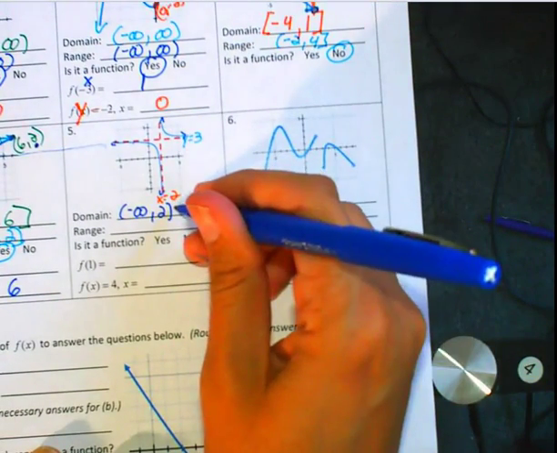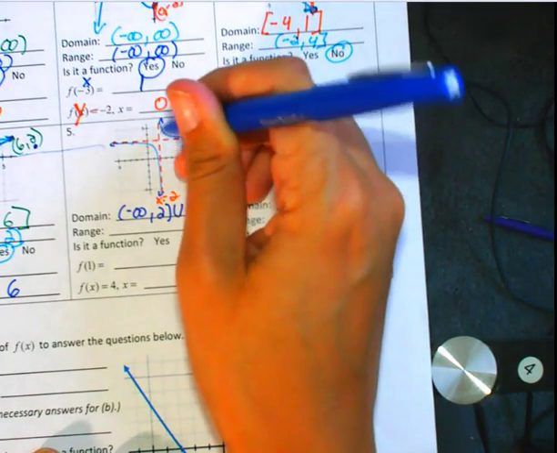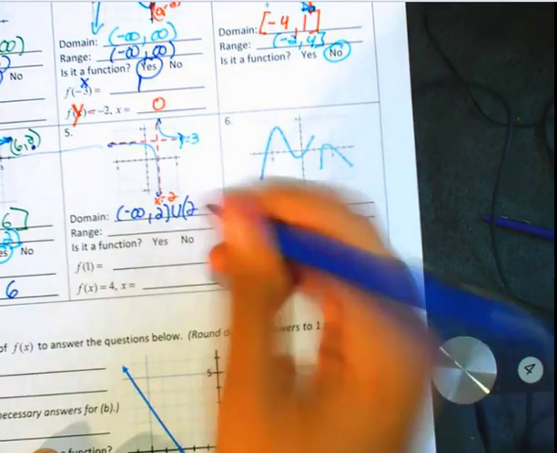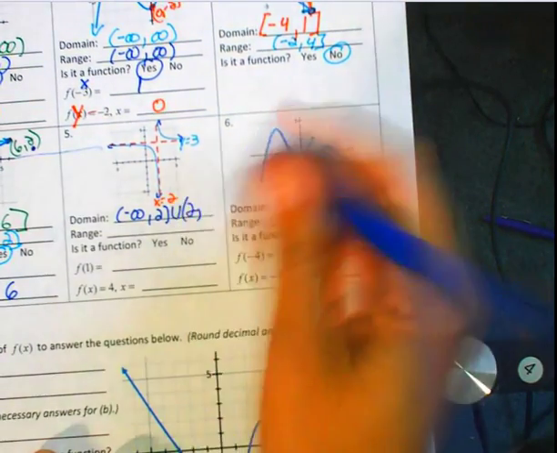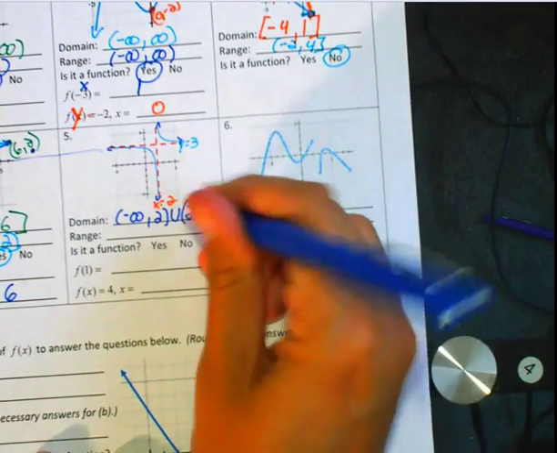So we're going to say union. Now we're going to describe this piece of the graph. Again, it's getting really, really close to that asymptote, but never touching it. So it's going to go from 2, and then notice that it's going to go on to infinity.